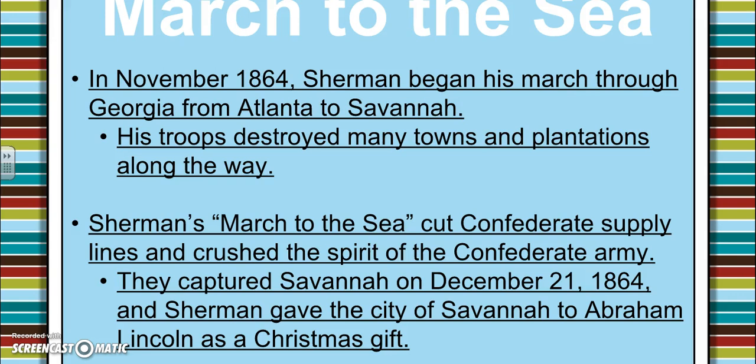The next thing was the March to the Sea. In November 1864, Sherman began his march through Georgia from Atlanta to Savannah. His troops destroyed many towns and plantations along the way. Sherman's march to the sea cut Confederate supply lines and crushed the spirit of the Confederate Army. They captured Savannah on December 21st, 1864, and Sherman gave the city of Savannah to Abraham Lincoln as a Christmas gift.